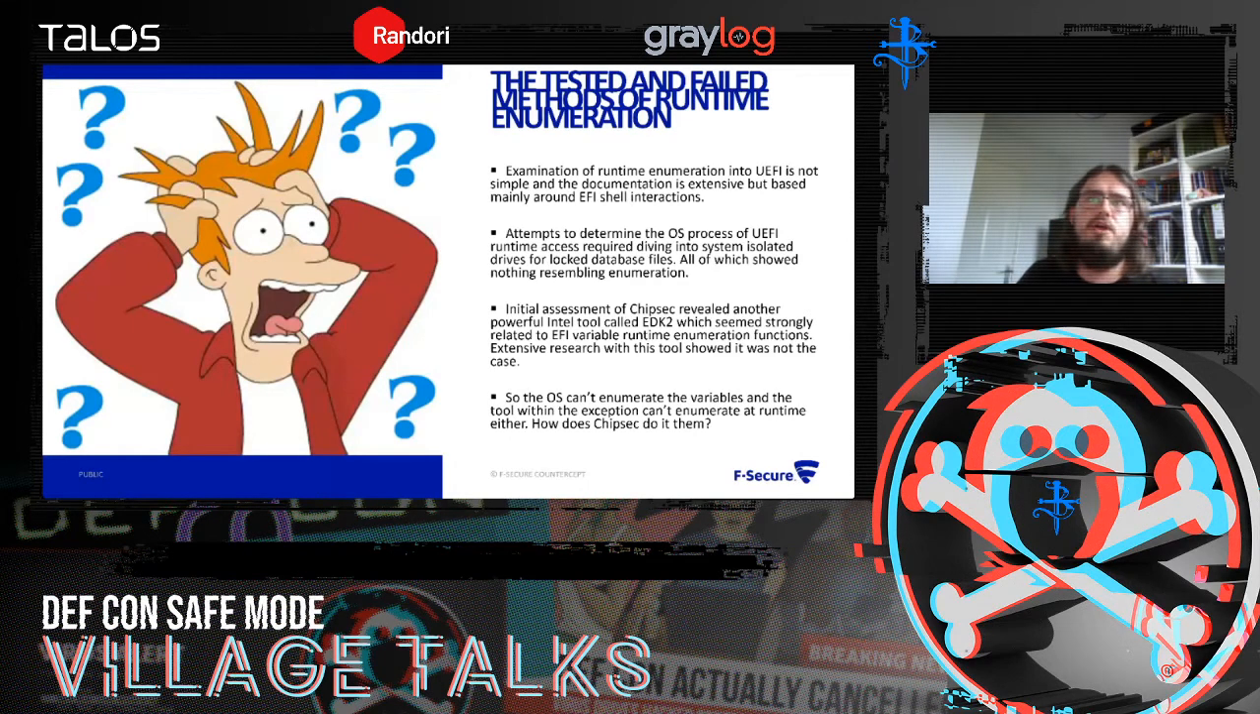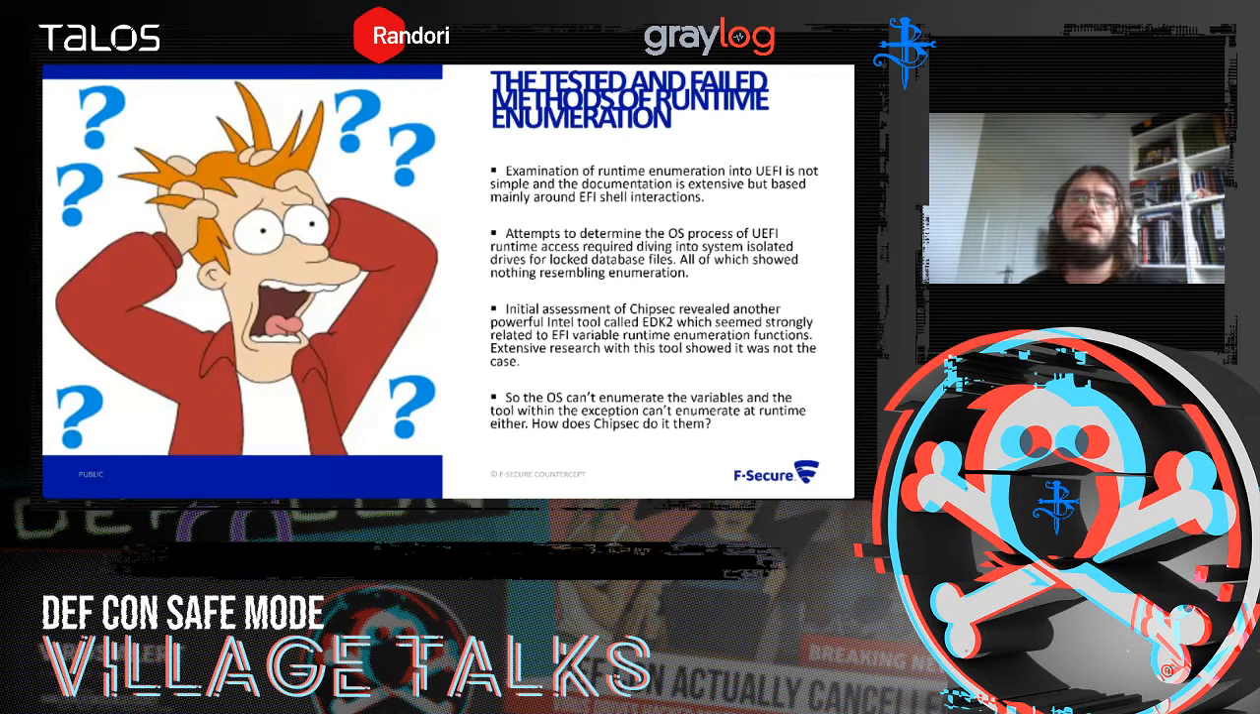So, examination of runtime enumeration. First of all, I looked at the UEFI specification itself, which is really expensive. There are a lot of sections that explain how you can enumerate UEFI variables, but they mainly focus on what's called the EFI shell, which is a specialized shell that can be accessed at boot time in order to interface with the EFI layer of your device.